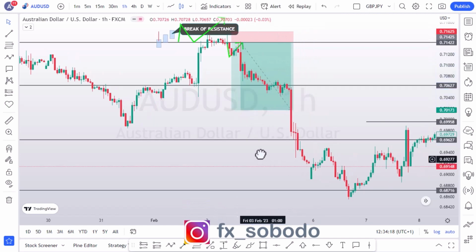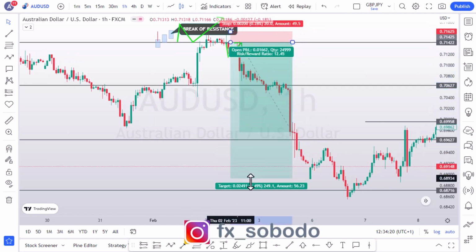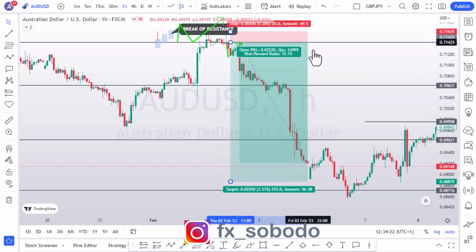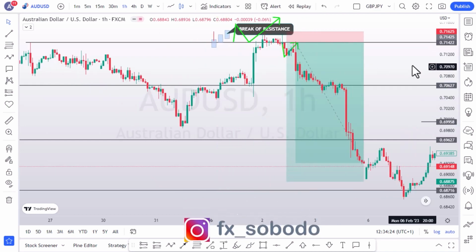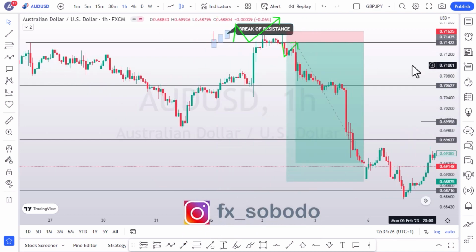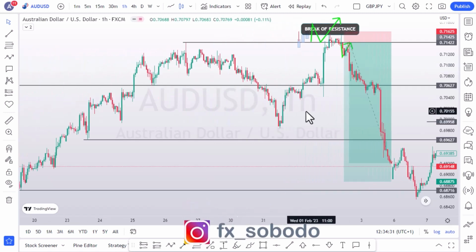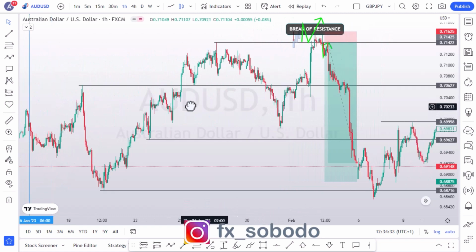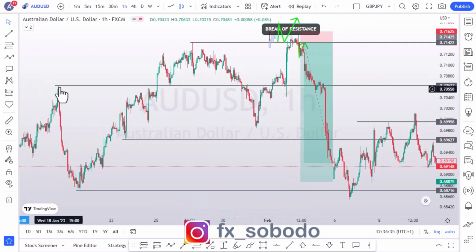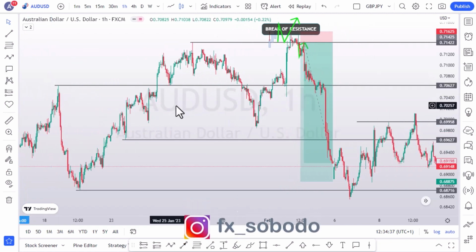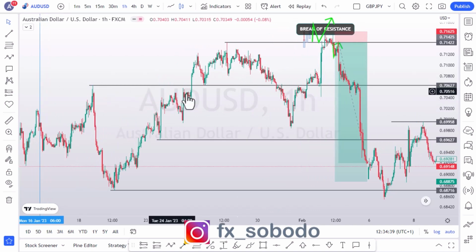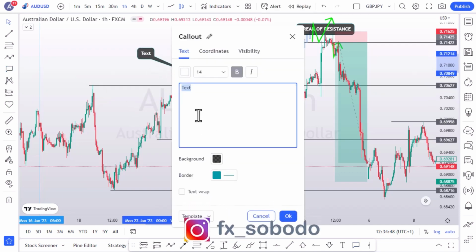As you can see, what happened? The price then collapsed to the downside. You see, this is basically how I draw my support and resistance. Let's say this is our resistance again. You see, this resistance broke. Here you can see a clear break to the downside. Our resistance got broken.